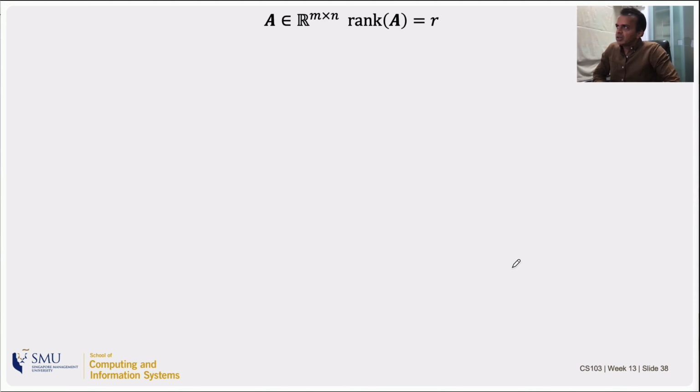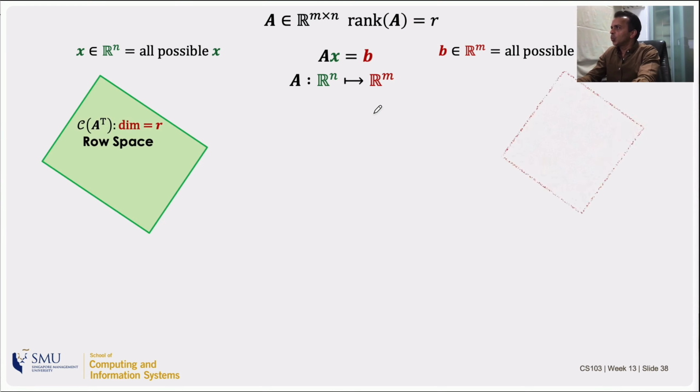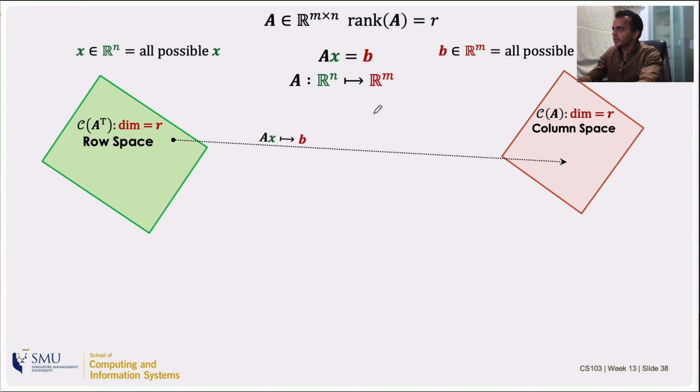So we started quite a while ago with general matrices of m rows and n columns, R m by n, with the rank r, which may be smaller than m and n. That is the general case, and that is a mapping from Rn to Rm. Rn is the domain where the vectors of the kind x live, and Rm is the codomain or the output space where vectors of the kind b will live. And we have the row space and the column space.